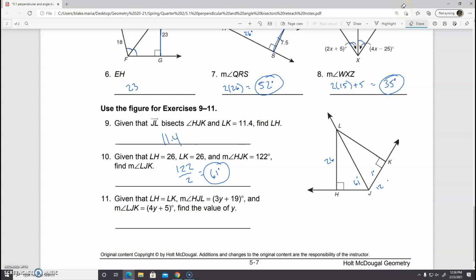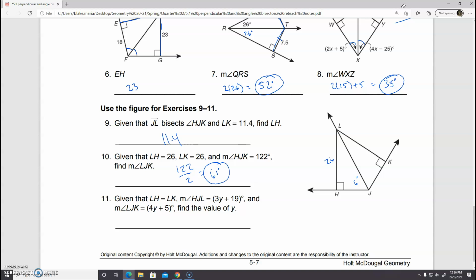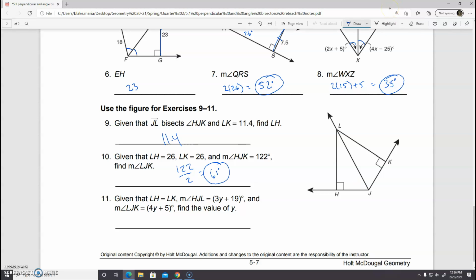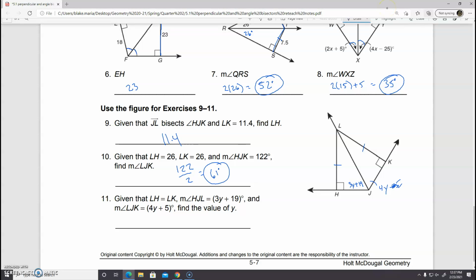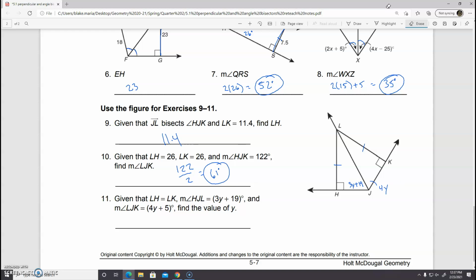All right, last one. Hopefully it all comes off. Next one says LH equals LK. The measure of HJL is 3y plus 19. And LJK is, I'm going to put a little arrow, 4y plus 5. Oof, handwriting's bad right now. 4y plus 5. Find the value of y.